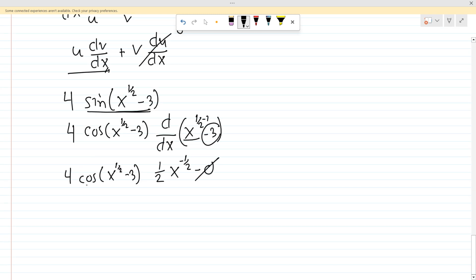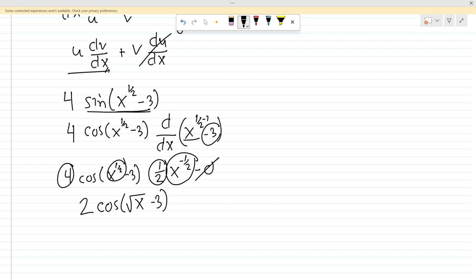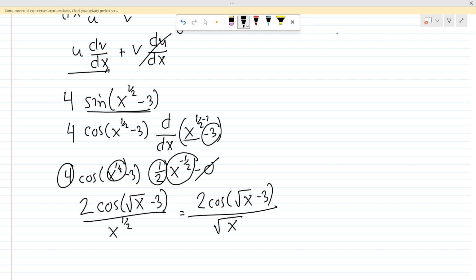Okay, so we are just going to simplify this. So 4 times 1/2, that would be 2. Then cosine, I will just transform this back into a radical expression. So, square root of x minus 3. Then, transform this or use what? The negative exponent. So, therefore, this would be x raised to 1/2, or simply 2 cosine of square root of x minus 3 over square root of x. Okay, so this would be our simplified form.